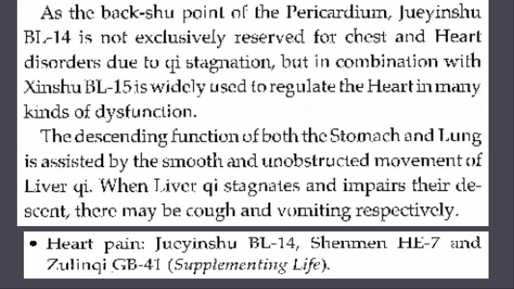The descending function of both the stomach and lung is assisted by the smooth, unobstructed movement of liver chi. When liver chi stagnates and impairs their descent, there may be cough and vomiting respectively. For heart pain: Bladder 14, Heart 7, and GB 41.